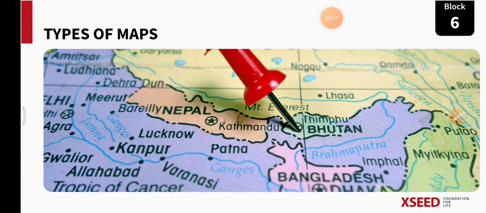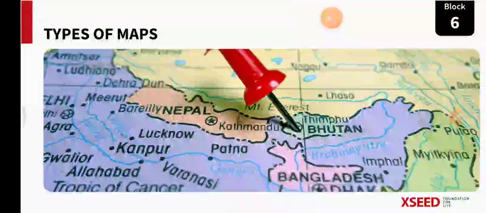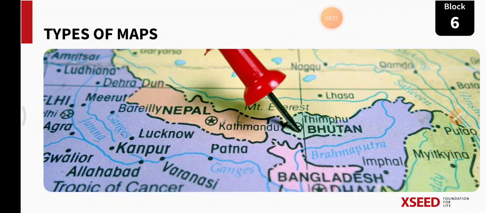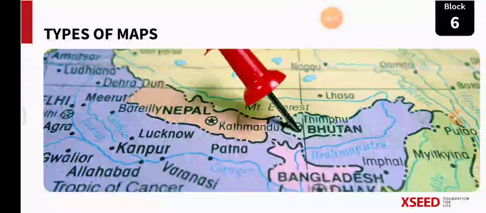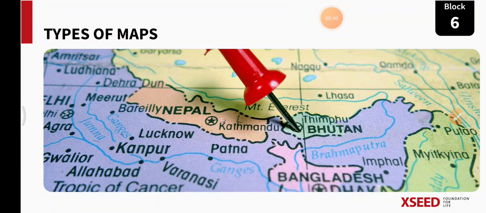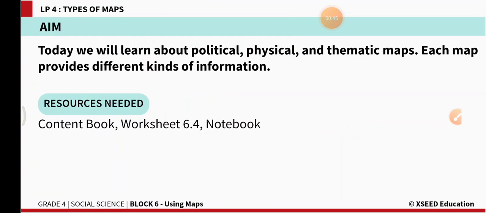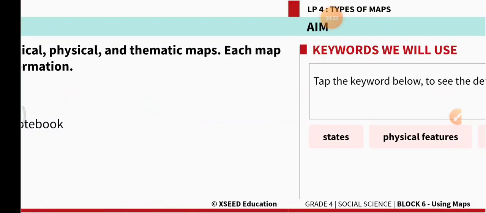Today we are going to learn about the types of maps. The different types of maps will be discussed, and what are the features that they represent. Here on your screen you can see this map, and you can see the states and the cities and even the river is shown. Today we will learn about political, physical and thematic maps. Each map provides different kinds of information.